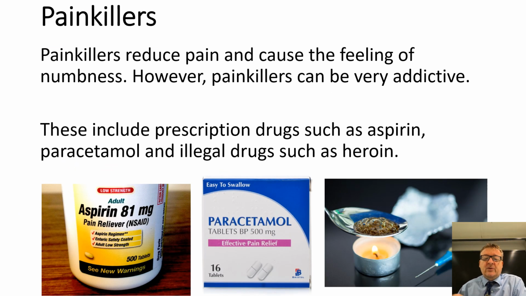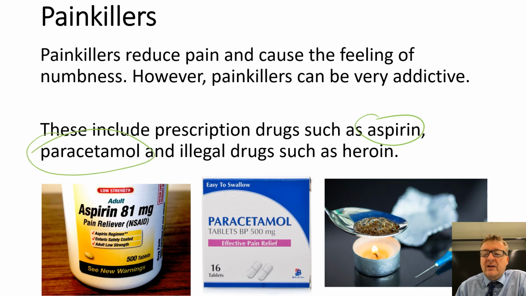Okay, first one here is painkillers. Right, painkillers reduce the pain and cause the feeling of numbness. Right, but painkillers can be addictive. There are lots and lots of different painkillers that you can just buy over the counter, like aspirin, paracetamol, right? But there are also illegal painkillers, even though you wouldn't see them as a painkiller, like heroin, which takes away the pain. Now painkillers don't actually solve any problems. What they do is they just mask the pain. The pain is still there.